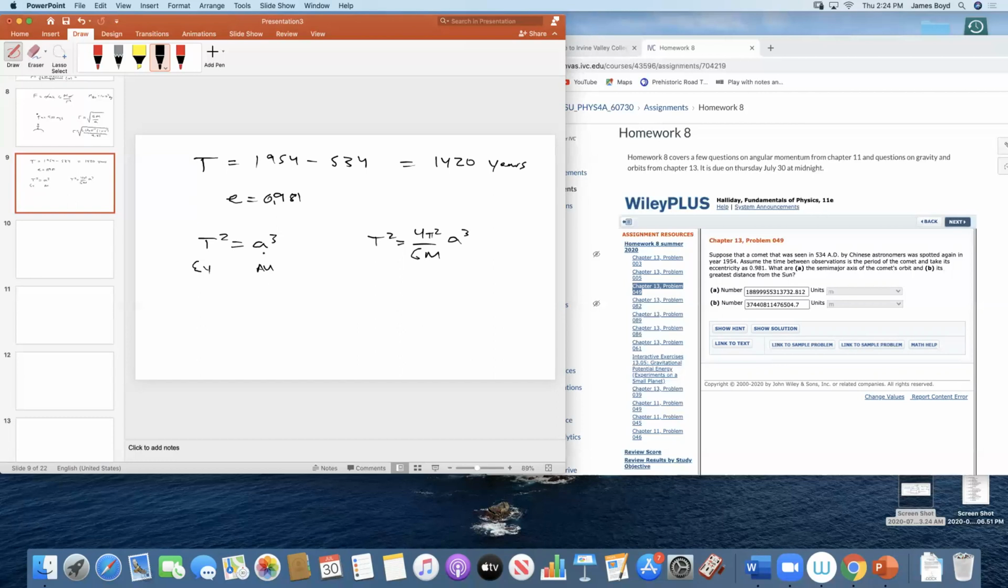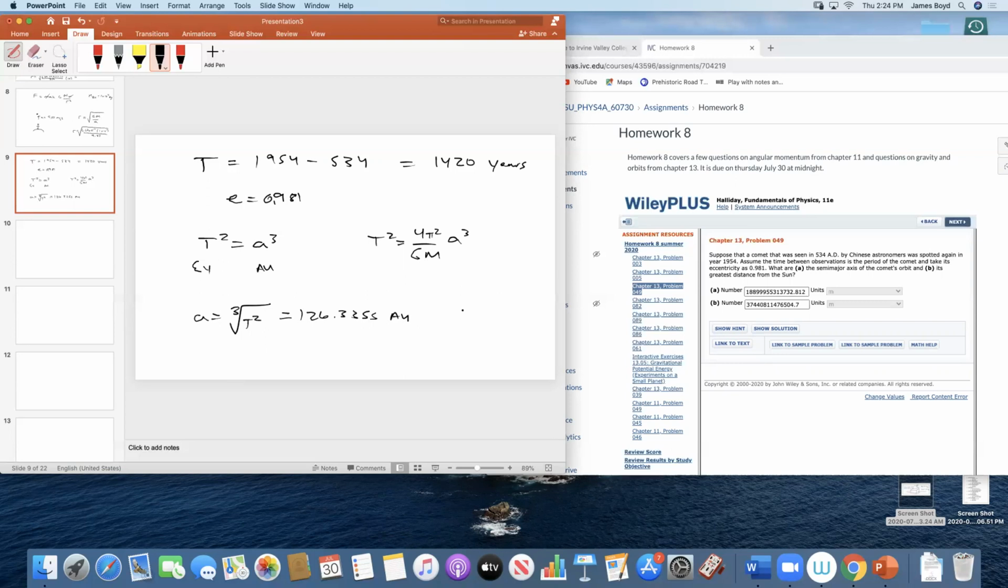But we're going to need to turn it back into meters. So we can find A as the third root of T squared. And this will give us A in AU if we do this. Take the third root, hit math on your calculator, third root of 1420 times 1420. I get 126.3355. Keep a bunch of this.